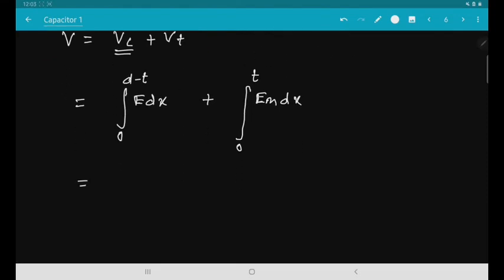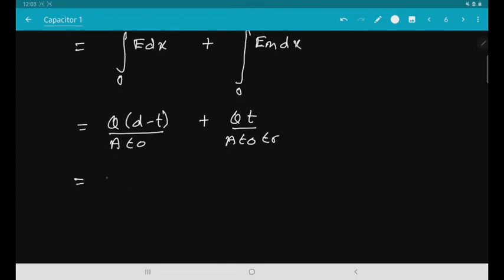Now if we do this integration, as you know, we will get Q. I will not be following all the steps. We will get D minus T in the numerator divided by A epsilon naught, plus we will get here Q into T divided by A epsilon naught into epsilon r. So here we can take Q divided by A epsilon naught as the common. Inside we can write D minus T plus T divided by epsilon r.